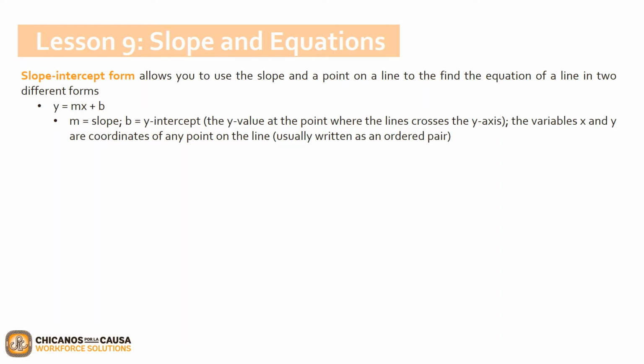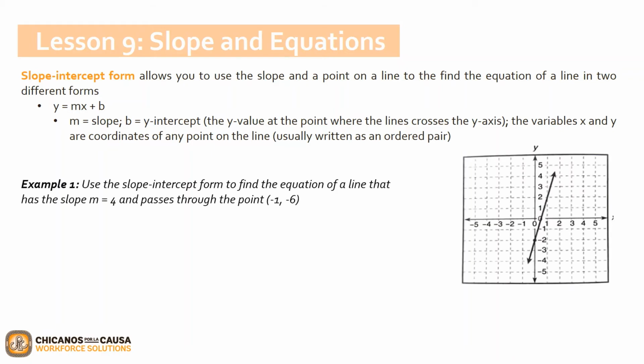So the formula for this is y equals mx plus b, where m equals the slope, b equals the y-intercept. Now the y-intercept, just as an FYI, is the y value at the point where the line crosses the y-axis. The variables x and y are coordinates of any point on the line, which are usually written in an ordered pair. So let's look at this through an example.